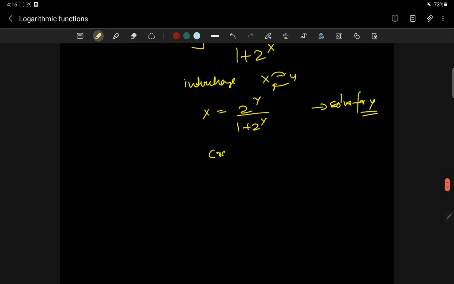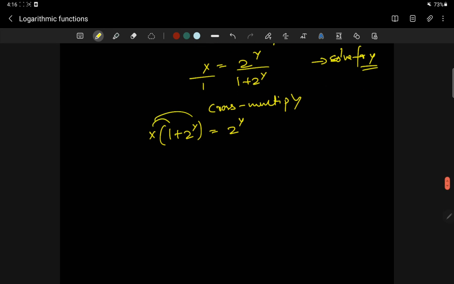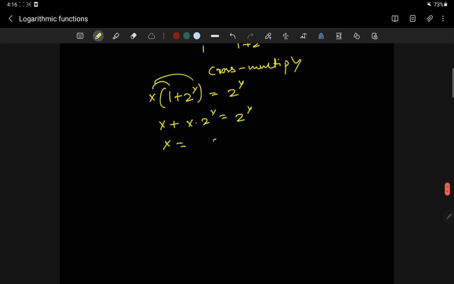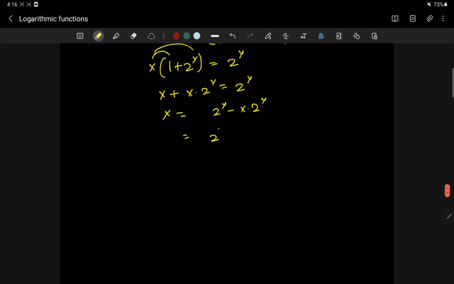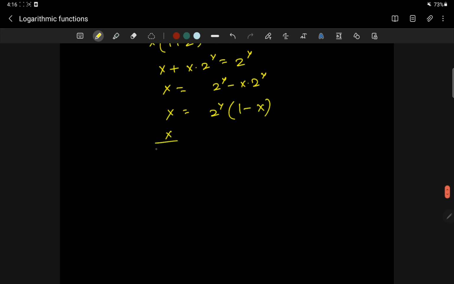Now the first step here is going to be cross multiply. When we cross multiply, we can imagine x as being just x over 1 if it helps to visualize it as a fraction. So it's x times 1 plus 2 to the y is 2 to the y. FOIL this out. That's x times 1 is x, and then you have x times 2 to the y. That gives you x is 2 to the y minus x times 2 to the y. You can factor out a 2 to the y, and this is 1 minus x. So you get x over 1 minus x is 2 to the y.